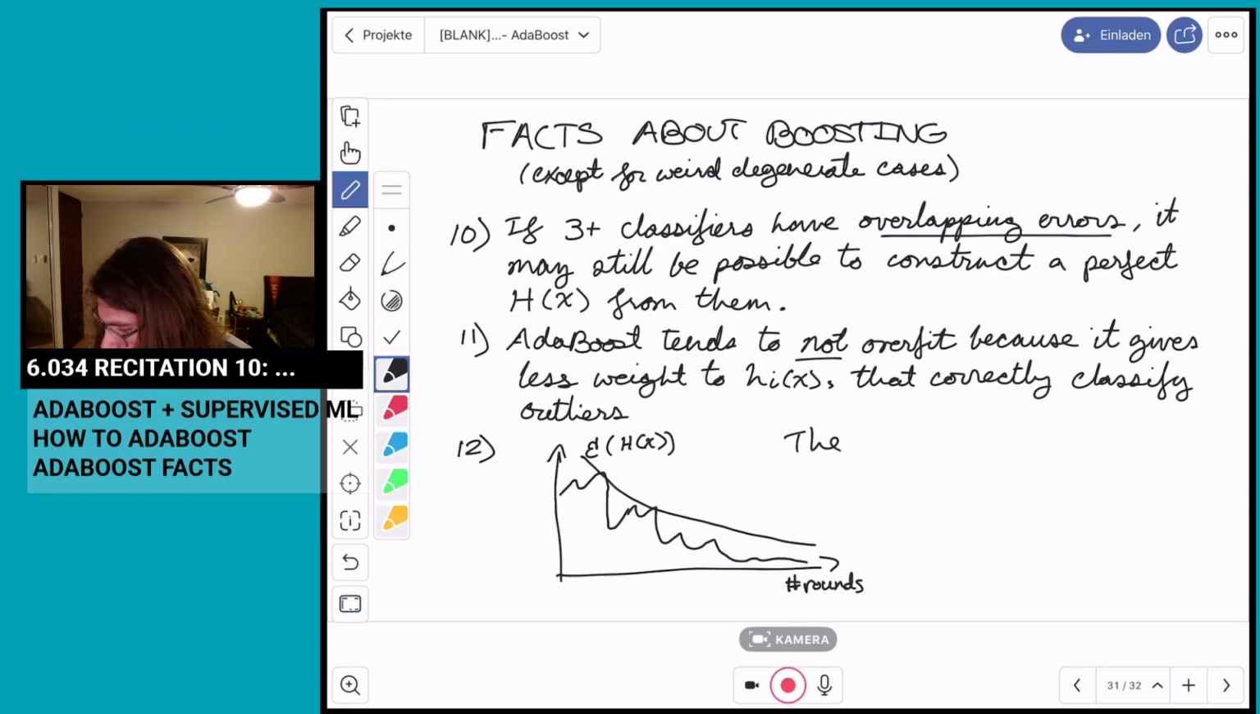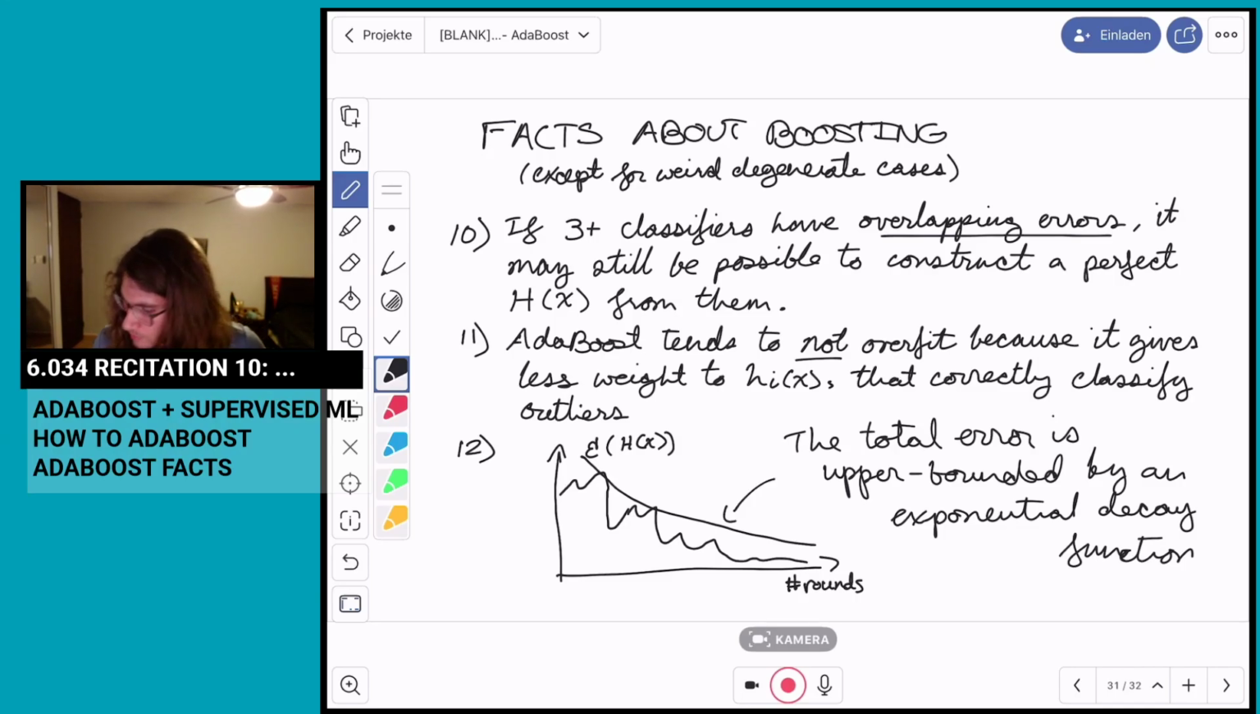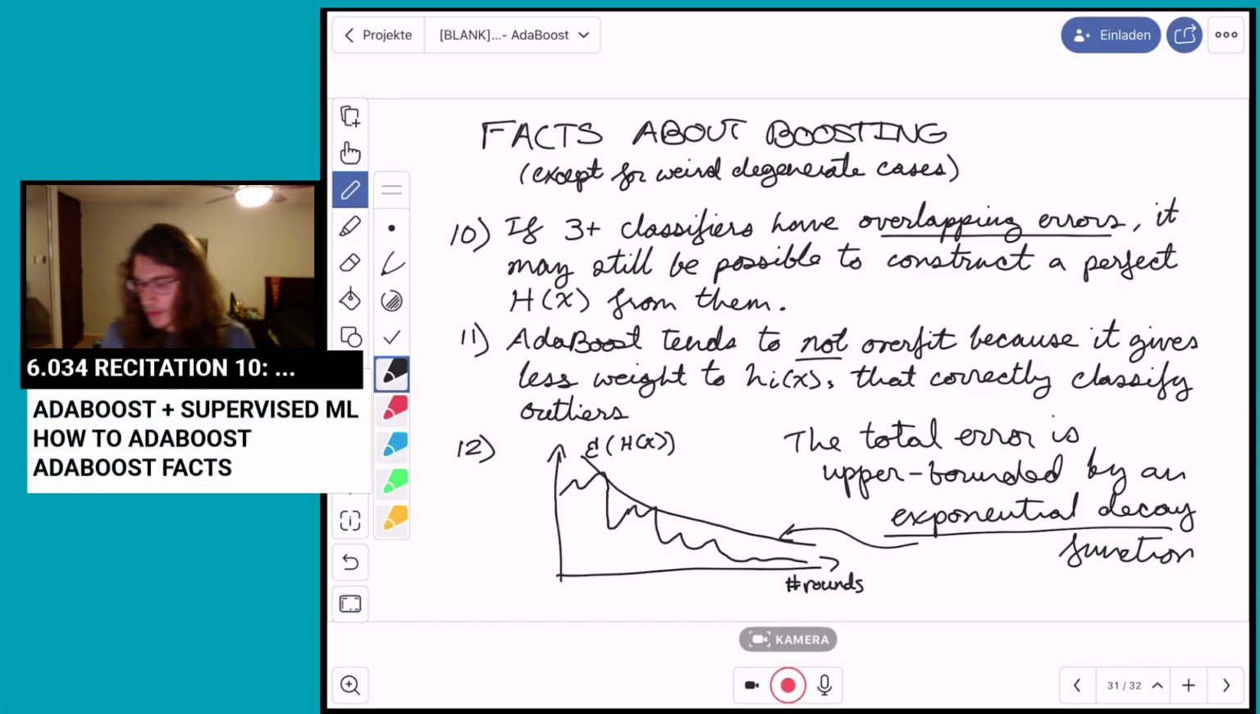This is the surprising fact about AdaBoosting to me. The total error is upper bounded by an exponential decay function. So this is the exponential decay function. I accidentally drew it instead of the error rate first. But the error rate may shift up and down, but it's always going to be upper bounded by the exponential decay function, which is always going to be the ceiling in that progression of the error rate up and down throughout the rounds. And that I think is extremely powerful and extremely cool about adaptive boosting.